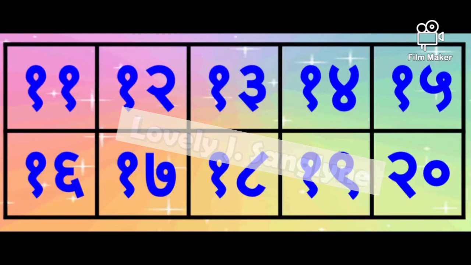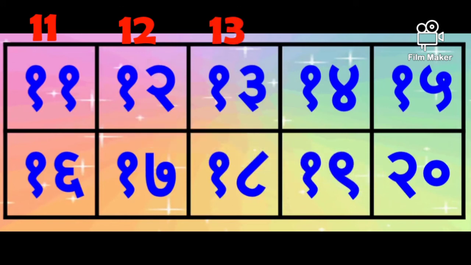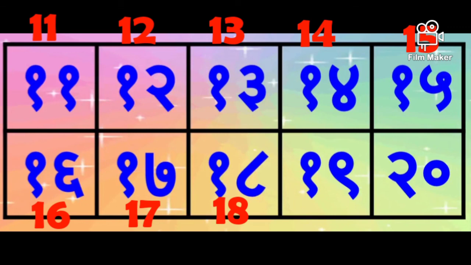Before we conclude, let us revise once again. Gyarah, barah, terah, chaudah, pandrah, solah, satrah, atharah, unnis, bees.